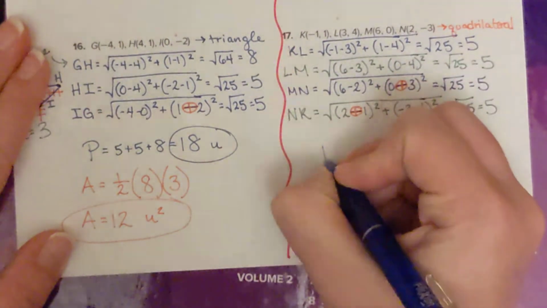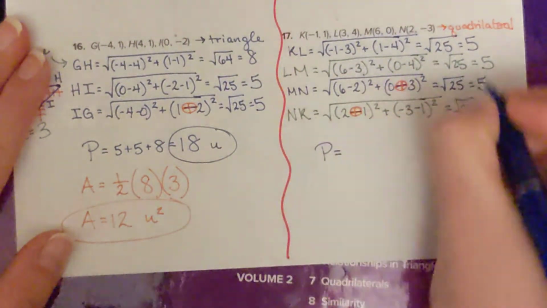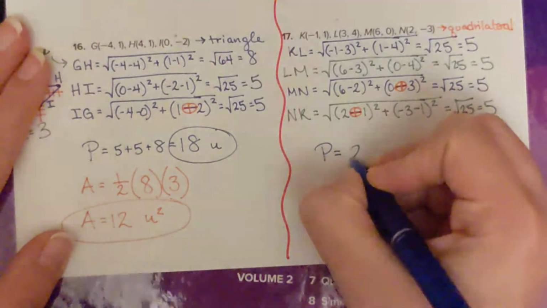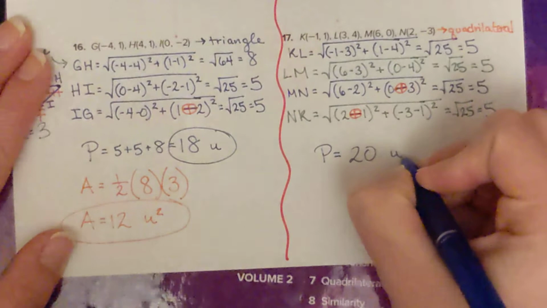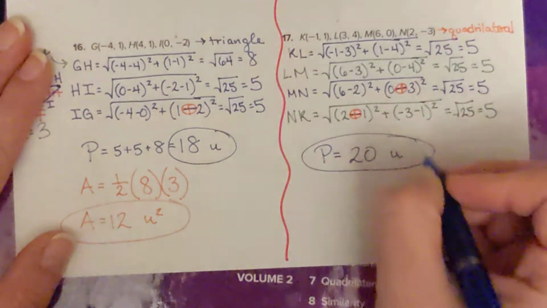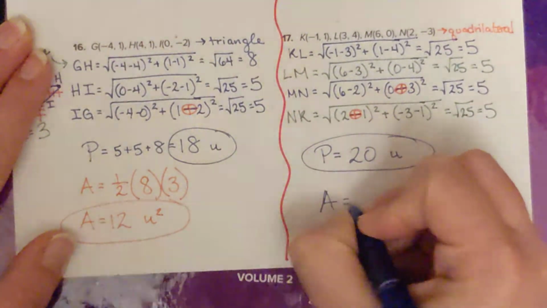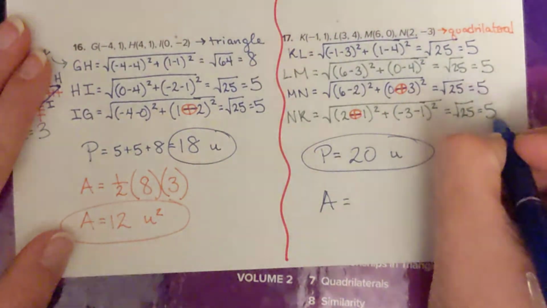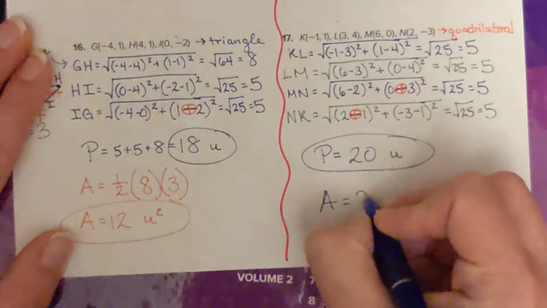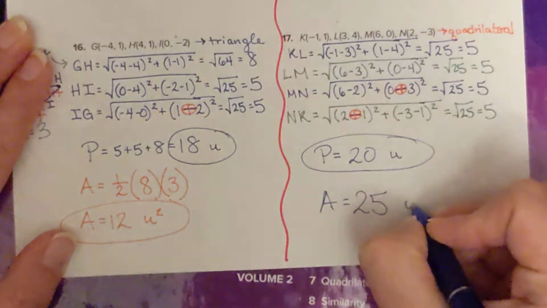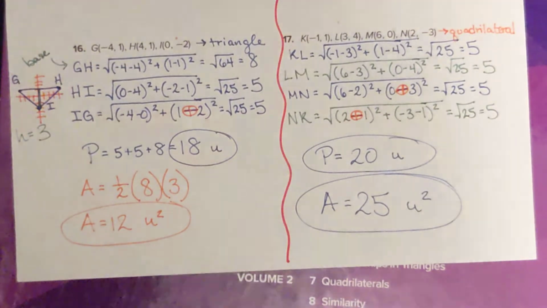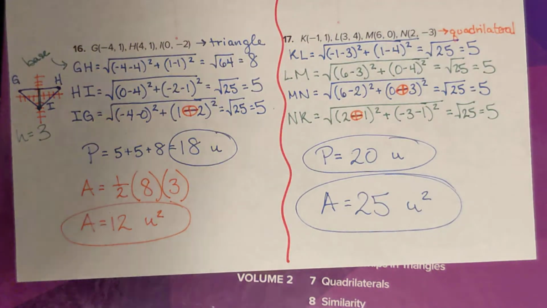So this should be super easy to figure out the perimeter. Add them all up. 5 plus 5 plus 5 plus 5, you should get 20. Again, they didn't say the units, so we're just going to put U for units. And then the area should be super easy. Length times width. I don't care which one you pick. No matter what you pick, you should get 25 units squared. Ta-da! All right guys, so that is the end of your notes.